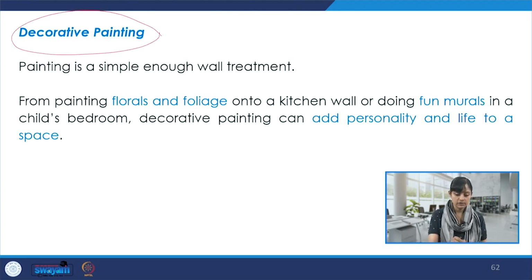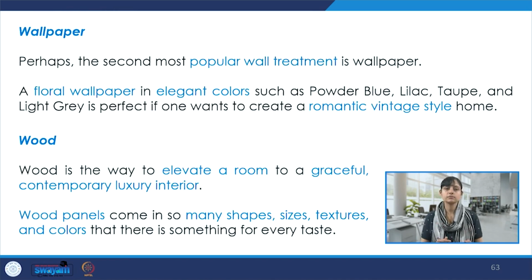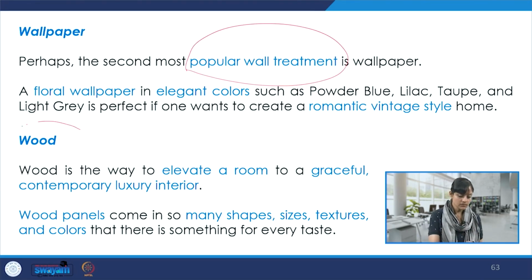Now we can achieve this kind of a surface treatment by decorative paintings, which is a simple wall treatment. And from painting florals and foliage on a kitchen wall, or doing fun murals in a child's bedroom, or doing decorative painting in other spaces, it can also add personality and character to a space. And there could be wallpapers, which are quite popular, wall treatments which are used very, very widely. They could come in different themes, motifs, patterns, colors. We could also use wood for surface treatments, and it could give a very contemporary luxury interior. They could come in many shapes, sizes, textures in the form of panels.